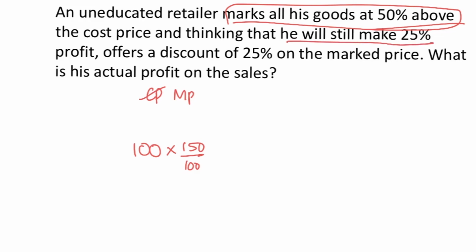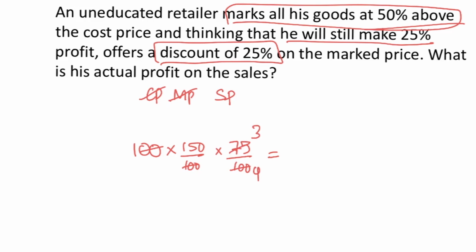Thinking that he will still make 25% profit, he offers a discount of 25%. If he offers a discount of 25%, it is now sold at 75%. As a discount is applied, it is no more market price, it is selling price. On market price, I applied discount, now it is selling price. So selling price is how much? 2 zeros cancel. 25 3 times, 25 4 times. 150 into 3, 450 by 4. 4 ones 4, 4 ones 4, 4 2 times 8.